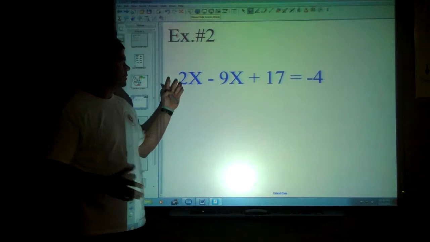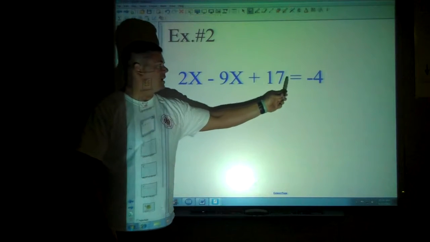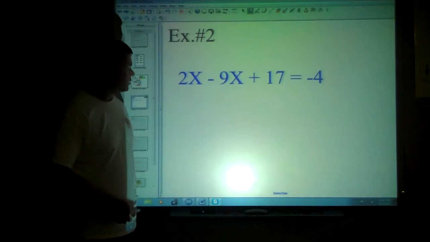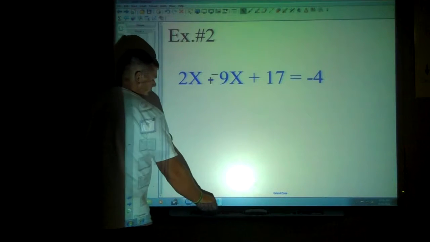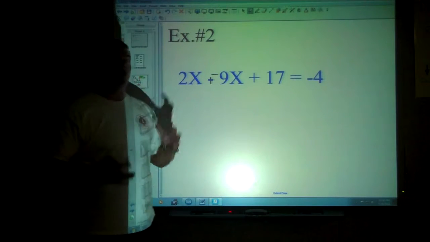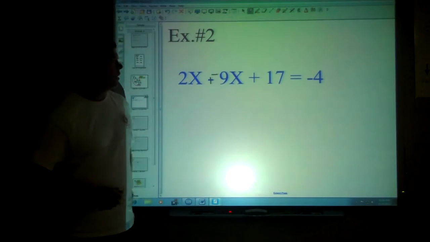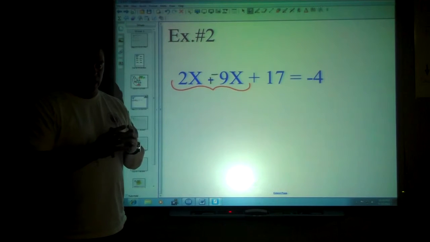A little bigger now. It's got more going on. That's okay. 2x minus 9x plus 17 equals negative 4. Now before you get carried away, hopefully somebody's recognized we have a subtraction sign here. We can change that to plus the opposite. And before we start playing the shuffling game, before we start moving stuff from one side to the other, we always want to look and see if there's anything that we can simplify.